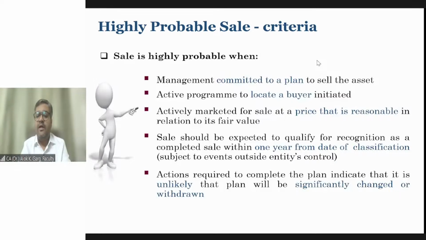And as I told you in the last class, this entire standard will be divided into three parts. One is non-current asset held for sale, meaning individual asset held for sale. Then we discuss disposal group held for sale, where a group of assets are held for sale. And this group of assets may include current assets as well as liabilities. Then the third part is discontinued operations, right? In the last class, we did this accounting part in detail.